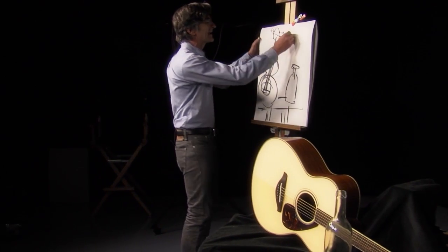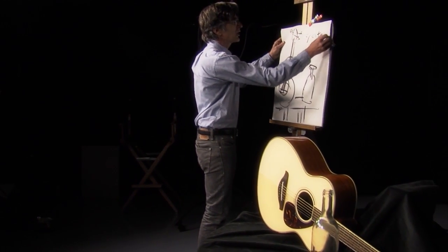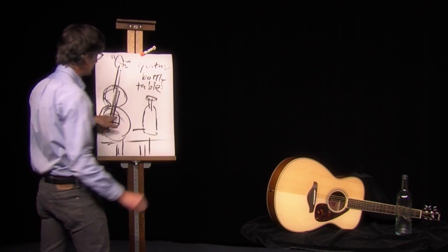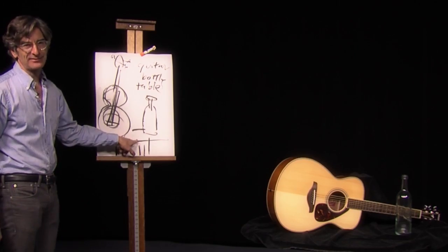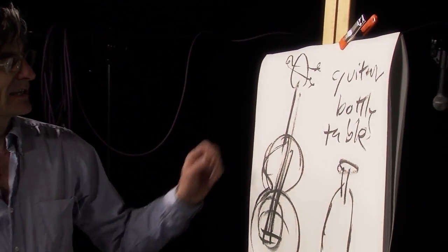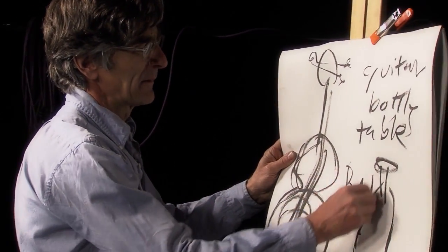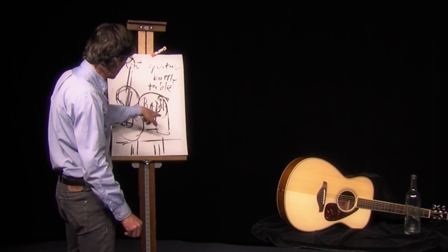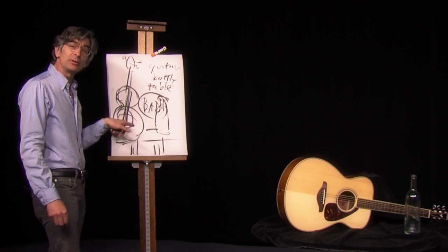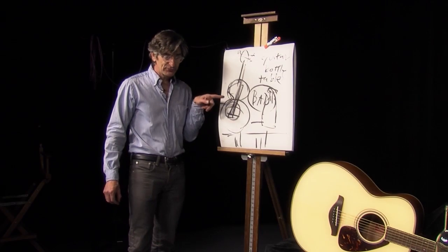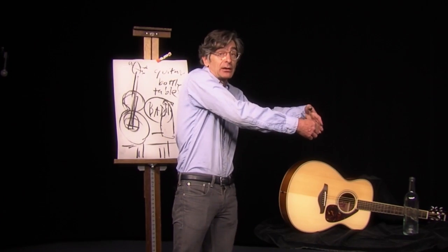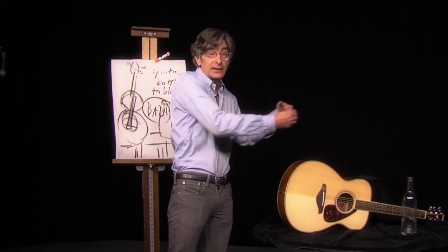But it's not that different than if I wrote out guitar, bottle, and table. It is, in effect, a list. And as a list, it is, in effect, a bad drawing, because it doesn't seek to make any visual connections between these things. As visual thinkers, as drawers, we want to make the guitar like the bottle. We want to make the bottle like the guitar. So how do you do that?